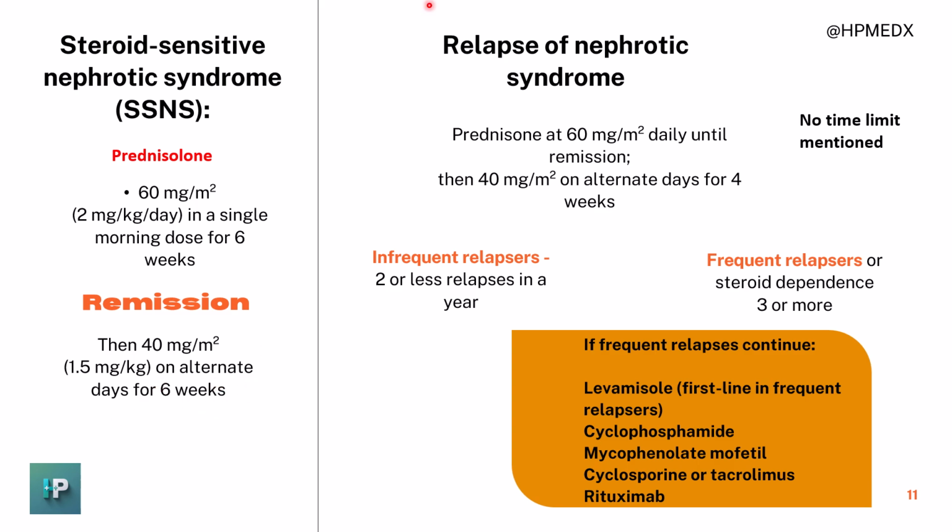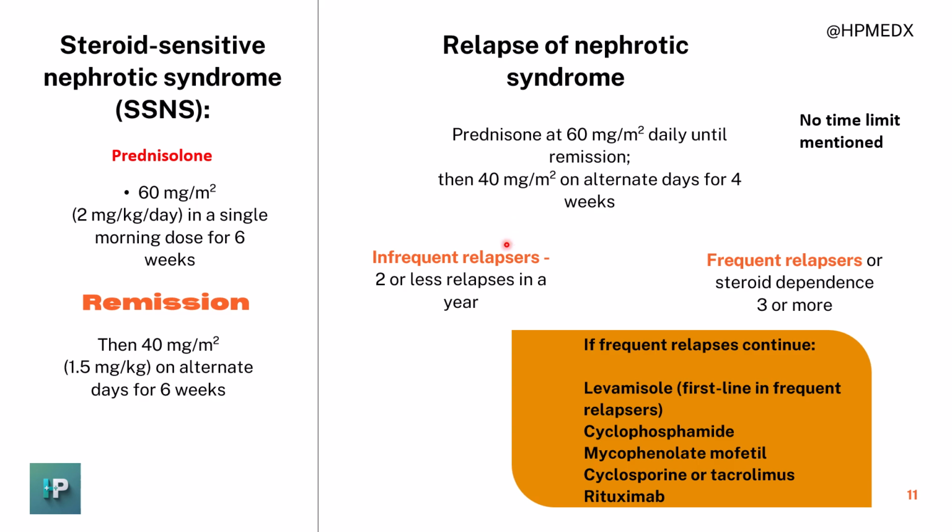And in case of relapses, we follow prednisolone at 60 milligram per meter square daily until remission. So here no time limit is mentioned. In the initial episode, we have mentioned 6 weeks. Here it is until remission, no time limit mentioned. And then we can follow 40 milligram per meter square on alternate days for 4 weeks.